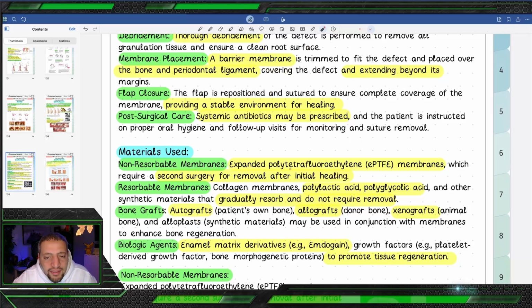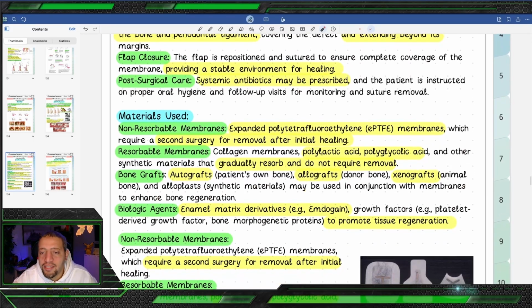Non-resorbable, expanded polytetrafluoroethylene, which is ePTFE membrane, or just non-resorbable membrane, which requires a second surgery for removal after initial healing. Resorbable: collagen membrane, polylactic acid, polyglycolic acid, and other synthetic materials that gradually resorb and do not require removal.